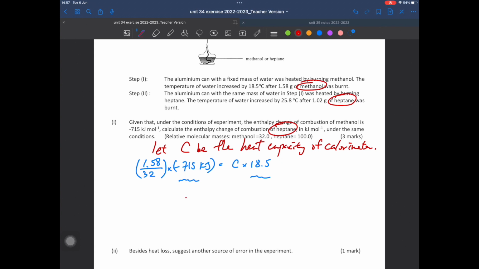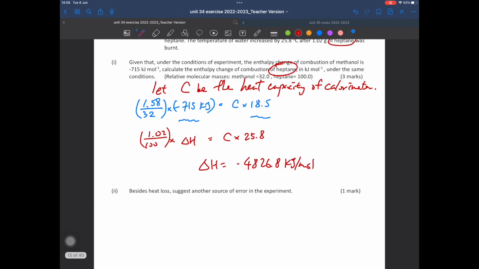For the second reaction in step 2, similarly, the delta H, which is the enthalpy change of combustion of heptane, times number of moles, will equal the 25.8 degrees Celsius increase in temperature of the calorimeter. After we combine these two equations, here is the final answer.